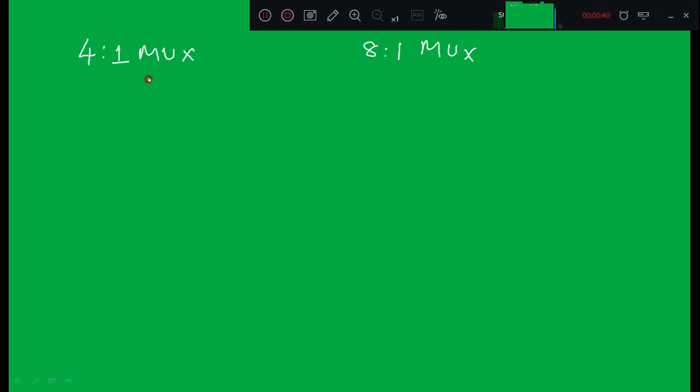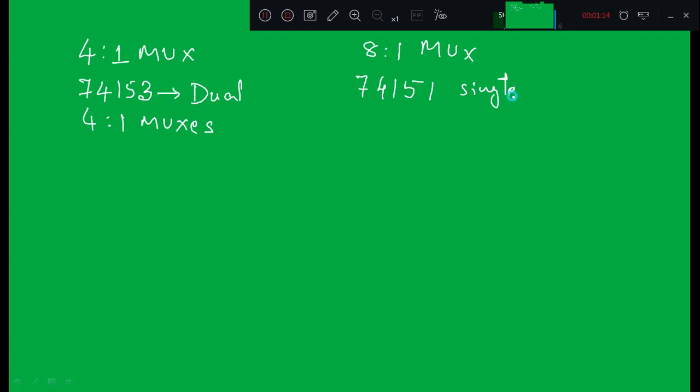These two muxes are available in the form of ICs. 74153 is a 4:1 mux IC which has dual 4:1 muxes, like 74139 has dual 2:4 decoders. Similar to that, 74153 has dual 4:1 muxes, and the 8:1 mux IC number is 74151, which has only a single 8:1 mux.